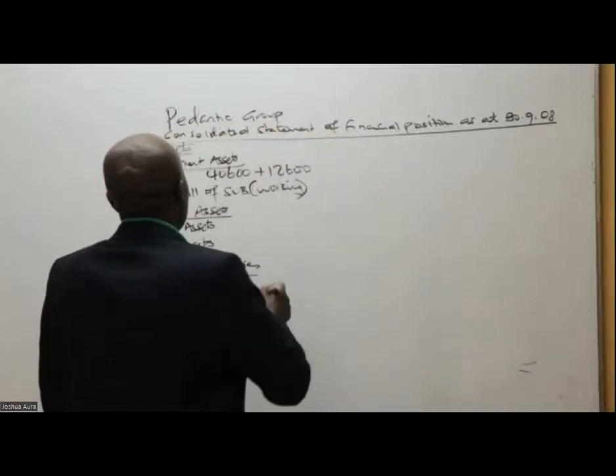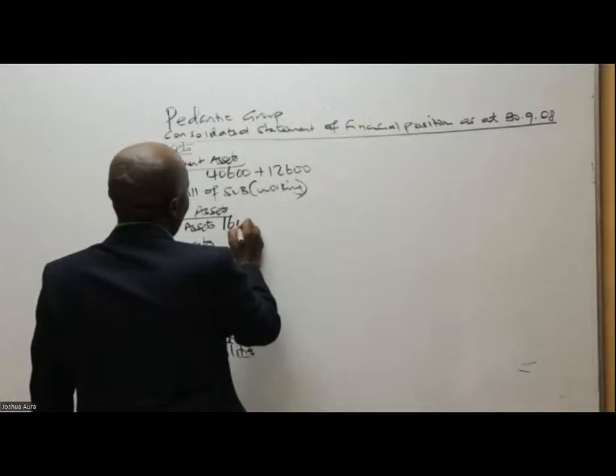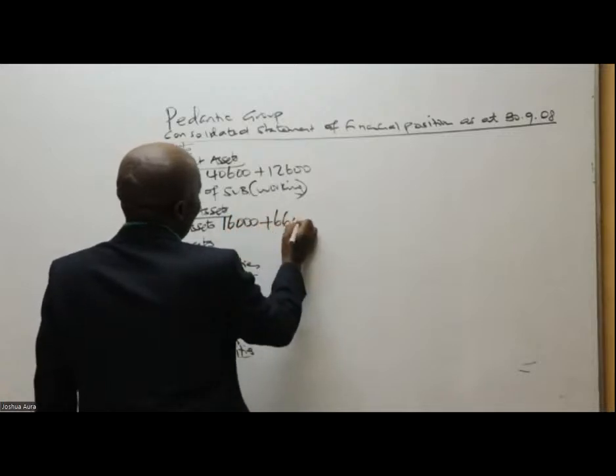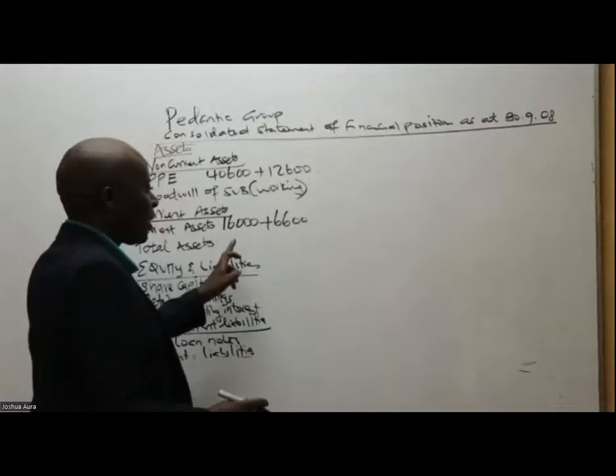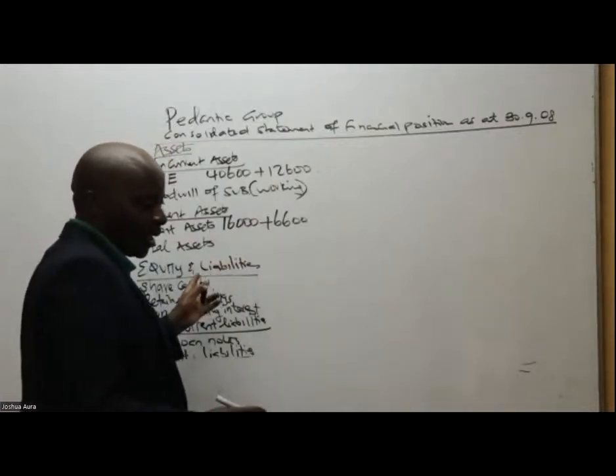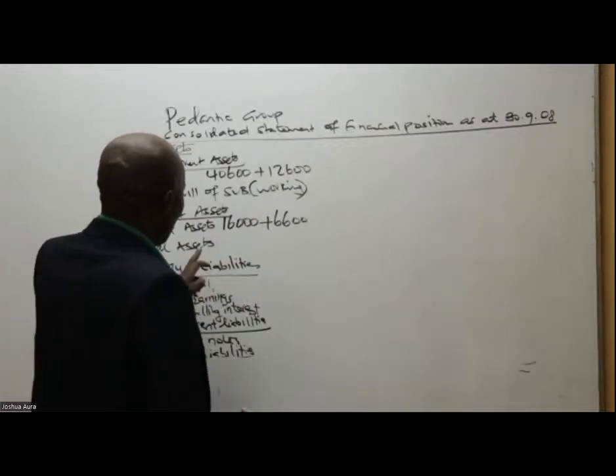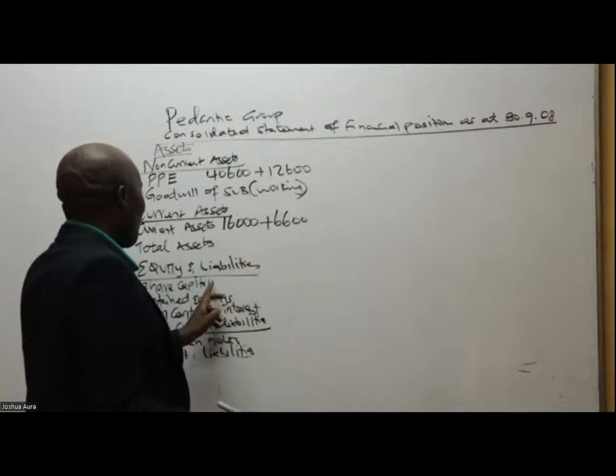16,000 plus 6,600. Don't add anything. Don't take your calculator and start giving us figures, because later on I'll be doing adjustments. Total assets, leave it like that. Go to share capital.